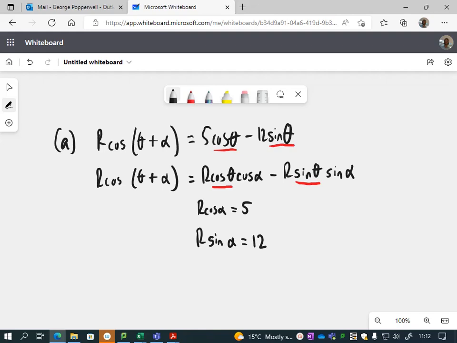I now need to figure out r and alpha. I know I can do this because I've got 2 equations, 2 unknowns, so it's definitely possible. The easiest way to do it is r squared is going to be equal to 5 squared plus 12 squared. If you don't know why that is, just ask your lecturer, because there's a nice straightforward way to show this, but once you get to this point you can just pretty much state it. So r is equal to the square root of that, which is 13.